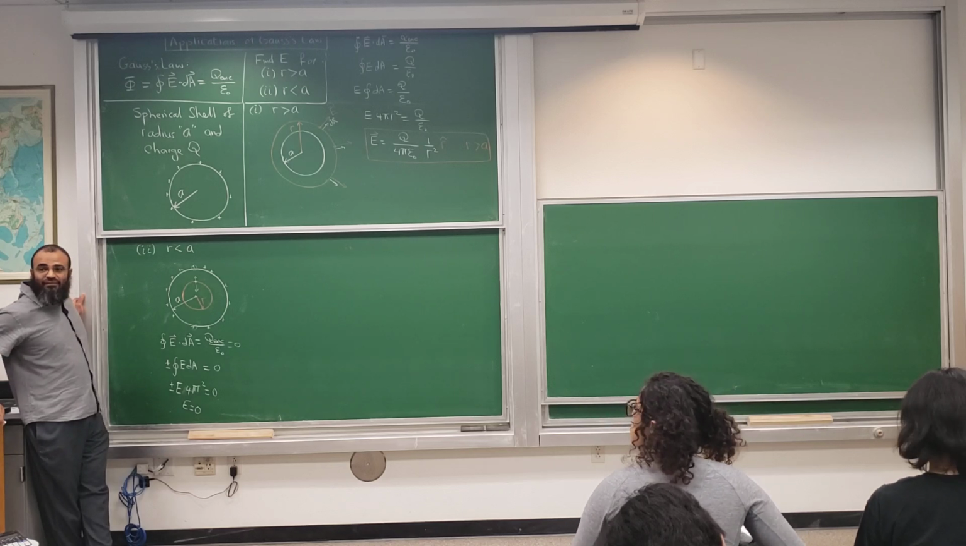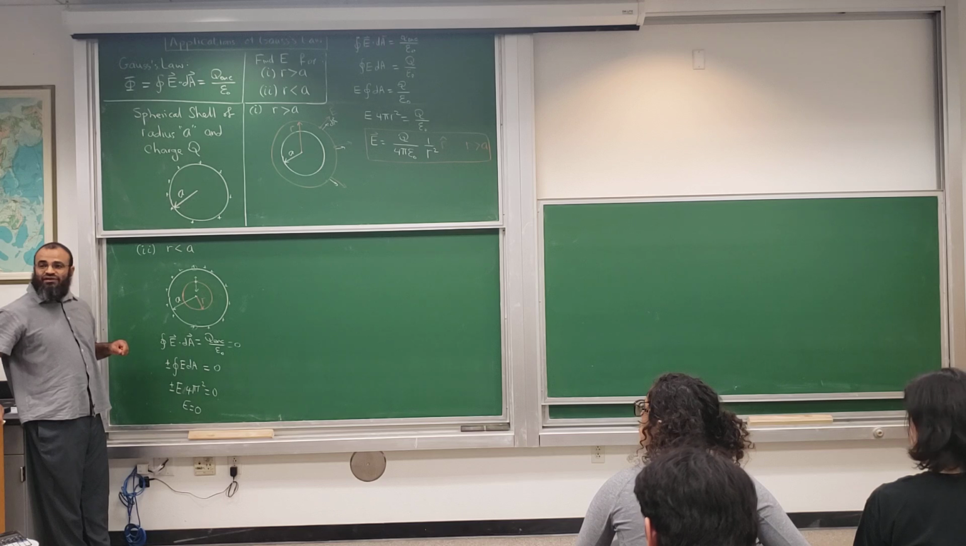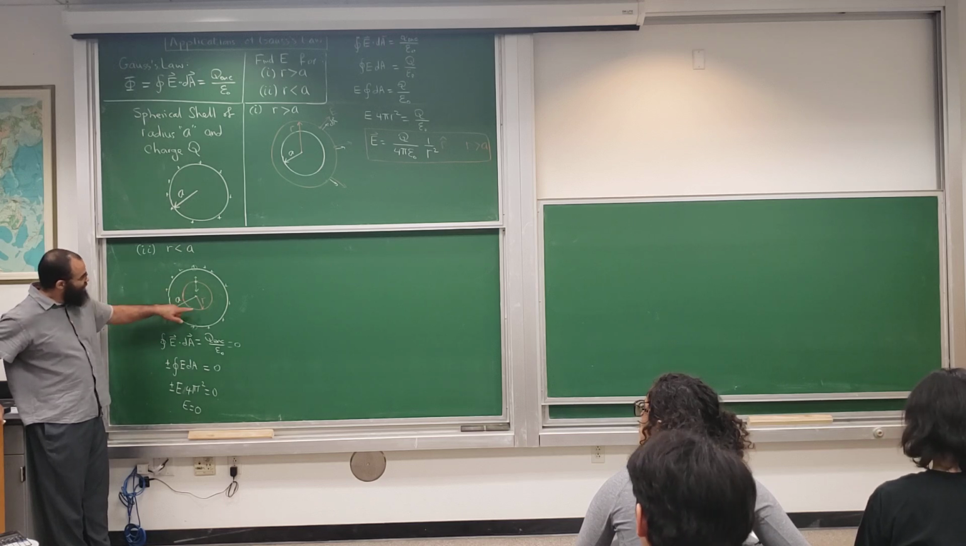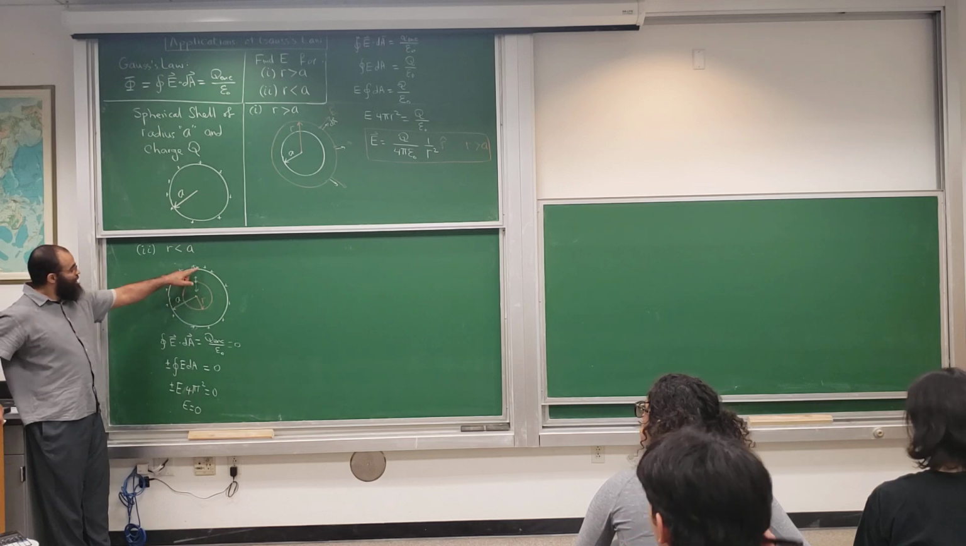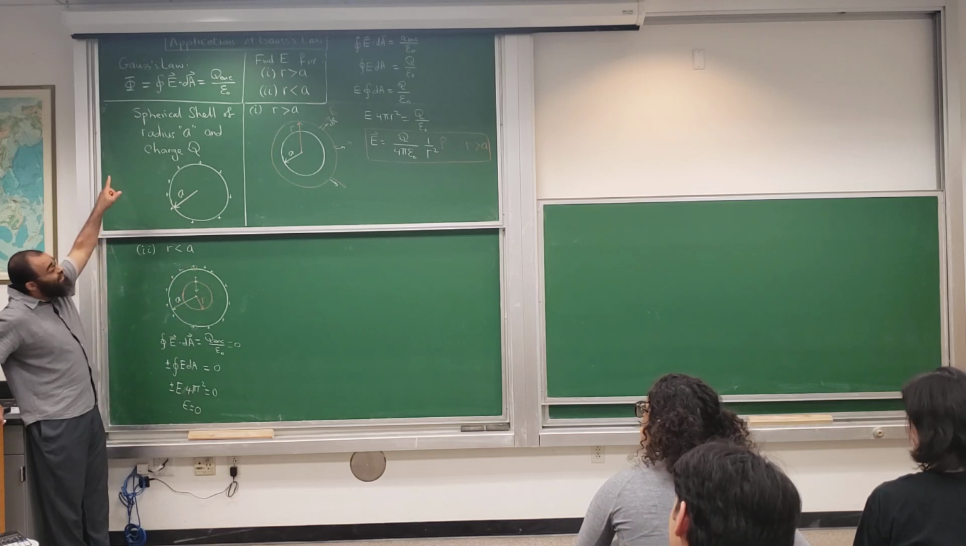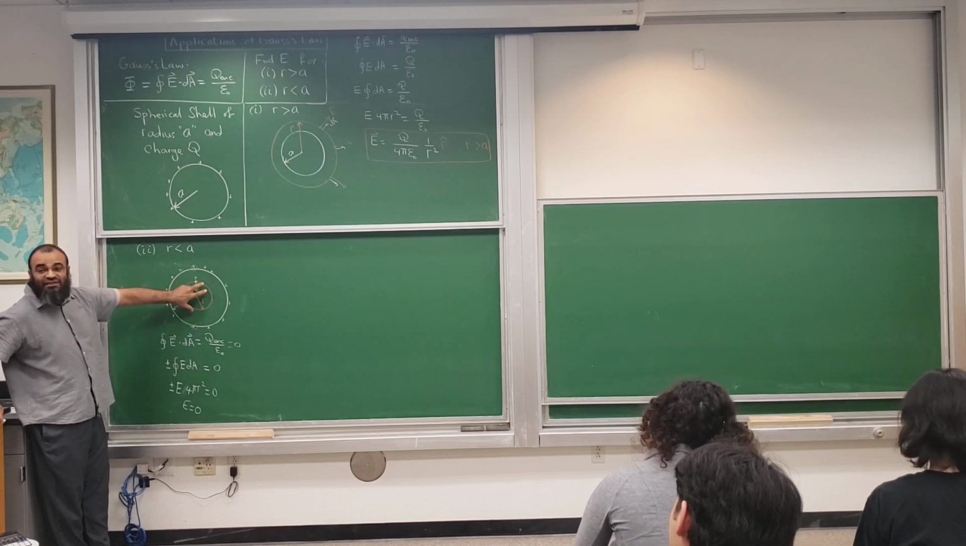Why is the charge 0 again? Where is my Gaussian surface? Inside? How much charge is inside? There's no charge inside? There is charge. This one is a shell, right? So the charge is all here. It's not inside. So it's empty.